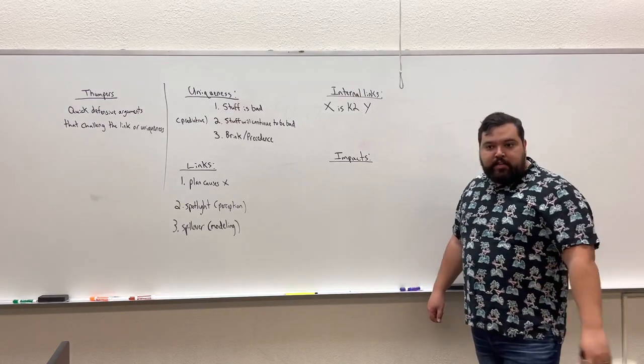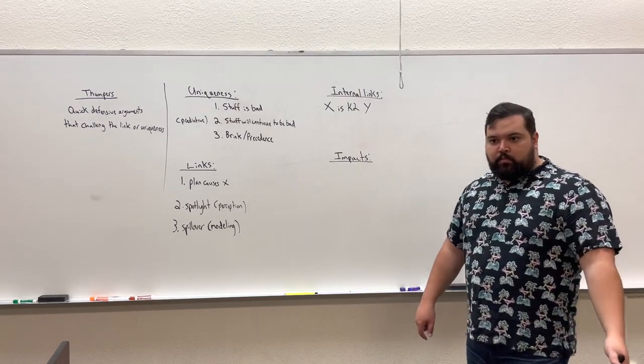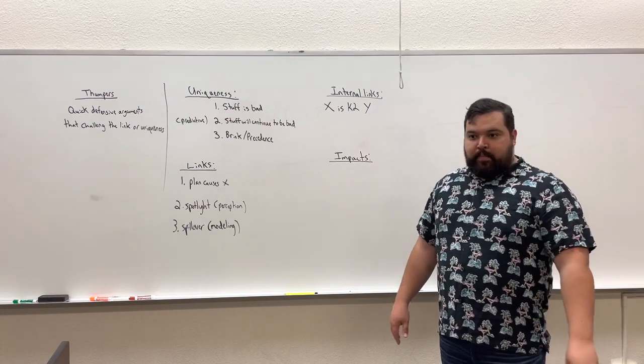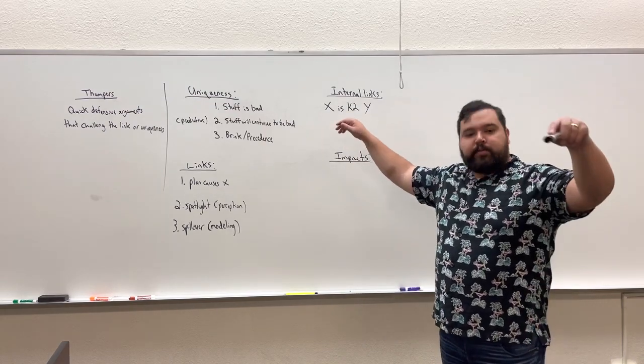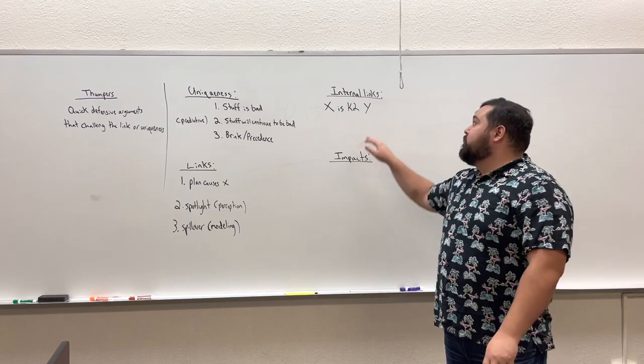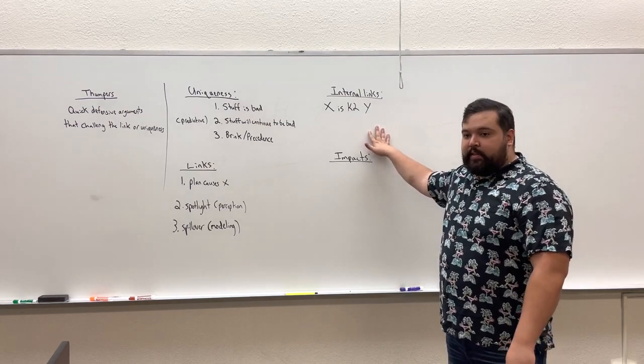Background checks are key to preventing school shootings. X is key to Y. And then you just start going down the list, like here's the first reason, the second reason, third reason, right? That's the easiest way to remember internal links for me.